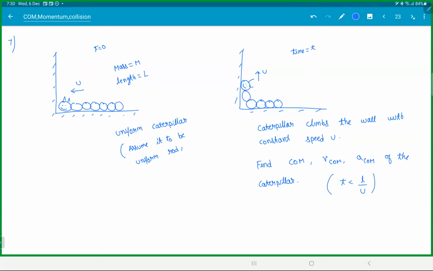If time exceeds L by u, what will happen? The entire caterpillar would have climbed, no? We don't want that situation. We want some part to be on the floor and some part to be on the wall. So find the center of mass, velocity of center of mass, and acceleration of center of mass. Let me write this: position vector of center of mass for the caterpillar for time less than L by u. Get this, you got 3 minutes. Anyone confused with the question, please ask.